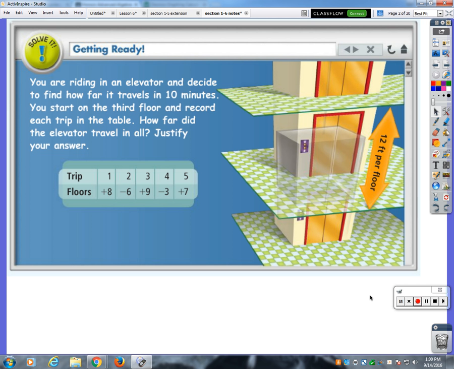How far did the elevator travel in all? So first you go up 8 floors, then you go down 6, then you go up 9, then you go down 3, and then you go up 7. So this should be a very, very quick problem. Work on this while I come around and pick up your worksheets from yesterday.